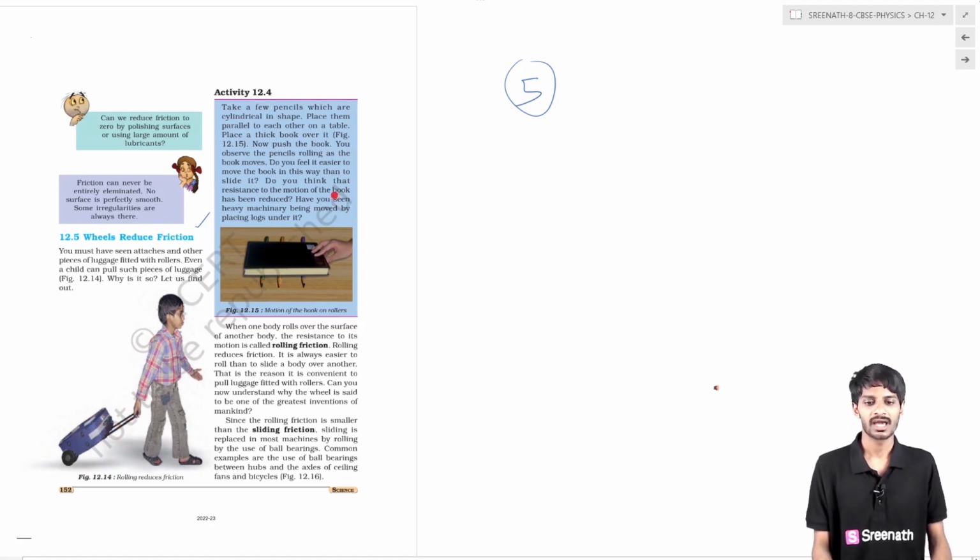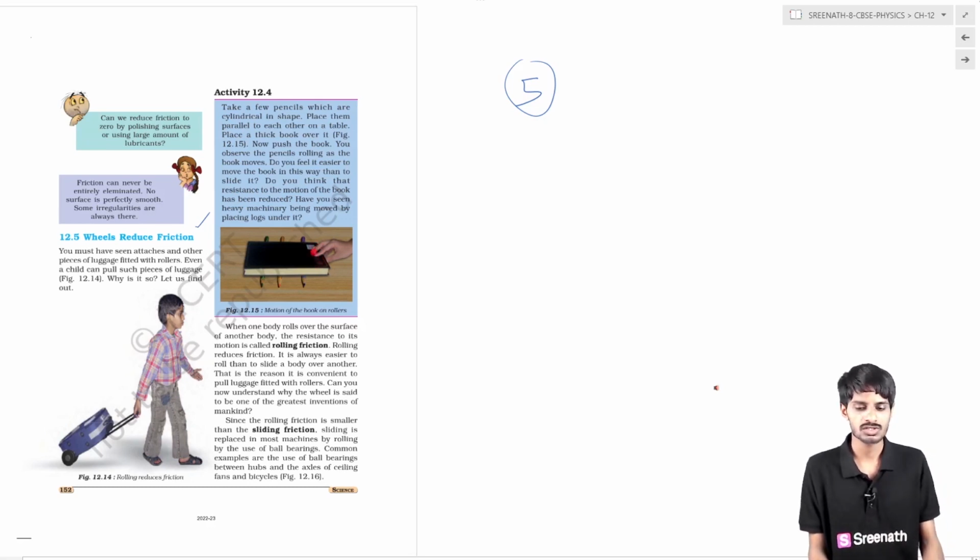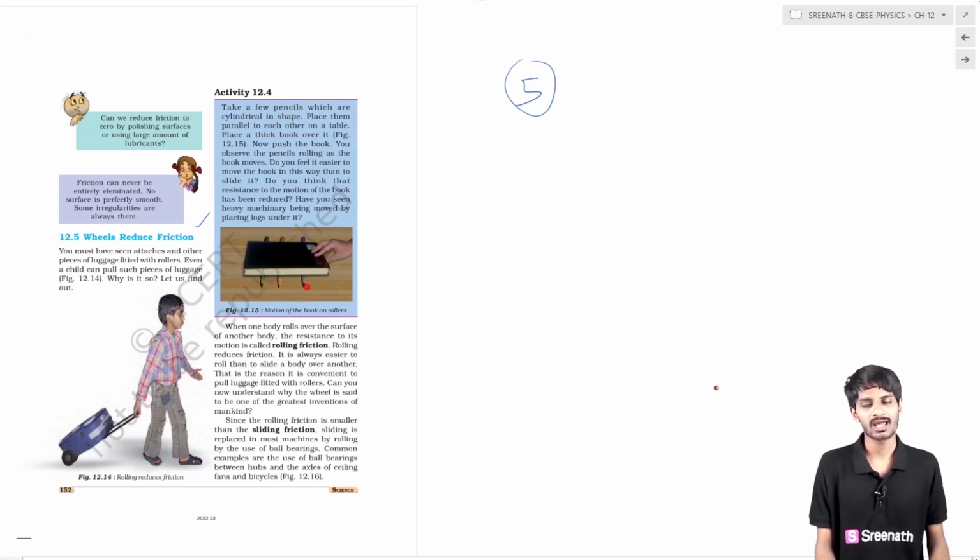So finally, another experiment. Suppose there are pencils and you have placed one book on the pencils and you push it. What happens? It will be very easy to push the book. In the other case, you don't use any pencils on the same table and try to push the book, and try to measure the distance in both cases. What happens? You have to apply more force when there are no pencils, but you have to apply less force when there are pencils.